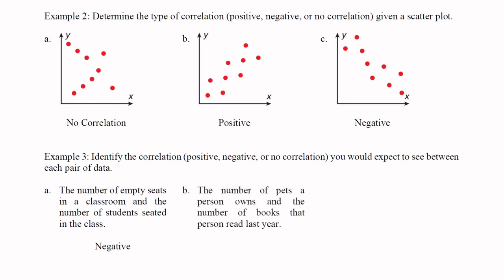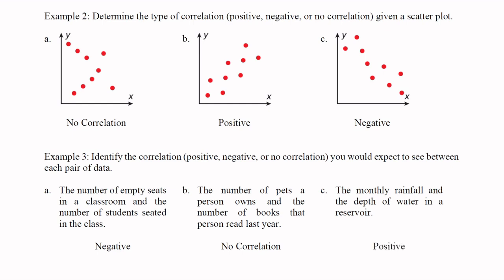The number of pets a person owns and the number of books that person read last year. Well, the two have no connection to one another. A person could read a lot of books or few books over the year, but they may have two pets, or they may have no pets. There's no connection between those sets of data, so there is no correlation. And the monthly rainfall and the depth of water in a reservoir. You would expect that as the monthly rainfall increases, you would end up with more water in the reservoir. Since both would be increasing, you would have a positive correlation.